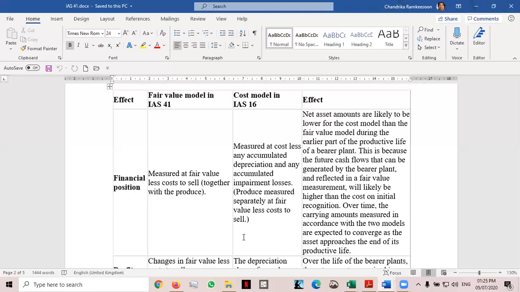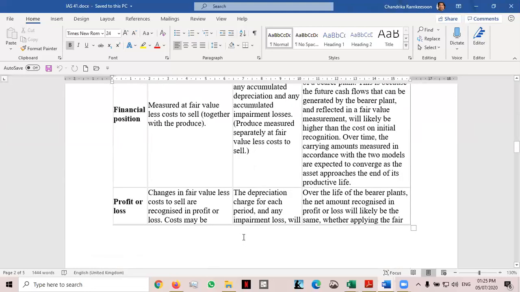Over time, the carrying amounts measured in accordance with the two models are expected to converge as the asset approaches the end of its productive life. But clearly, if the asset is getting older, especially being a biological asset, the useful life will get shorter and the productive capacity would also be less. That's why they are expected to converge. Now, this does not necessarily mean that at some point they will be one and the same. If that happens, well, it happens, but it's not a defined rule.